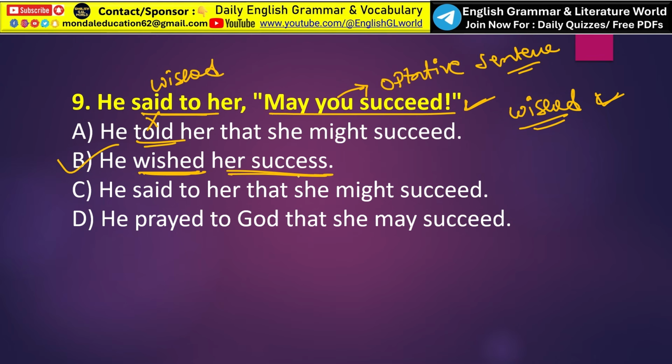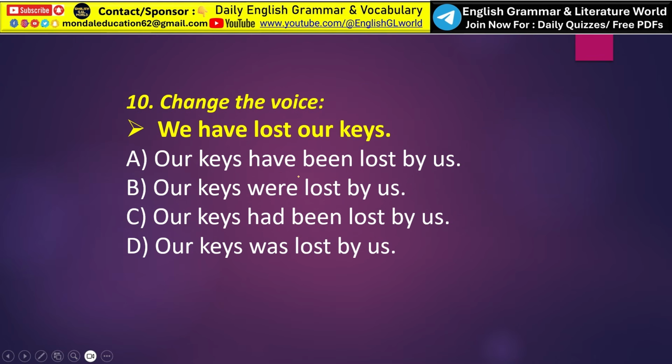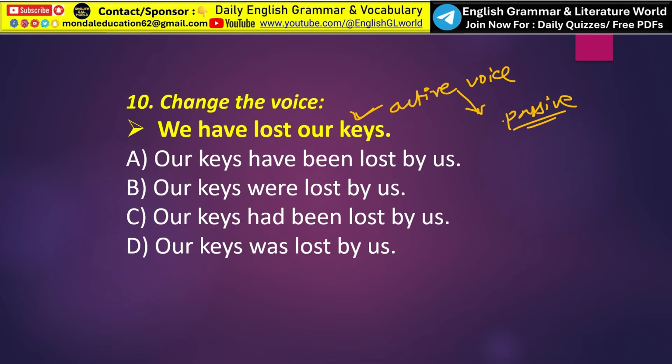Okay, next, change the voice. We have lost our keys. Now this is an active voice. Okay, so you have to change it into passive. Changing into passive voice, we have to understand some points. First of all, what is the subject? Here the subject is we and the object is our keys, and have lost is the verb.